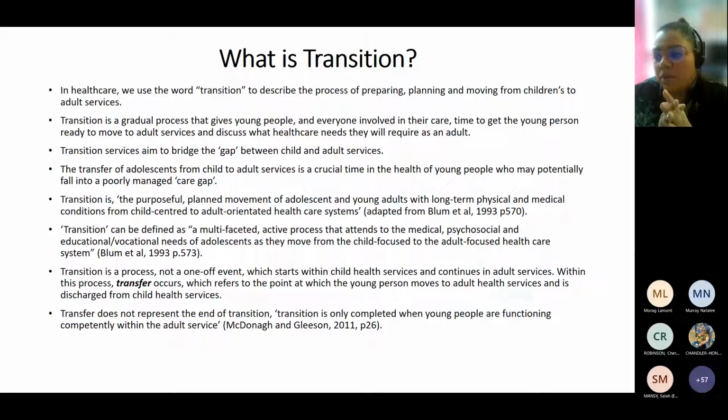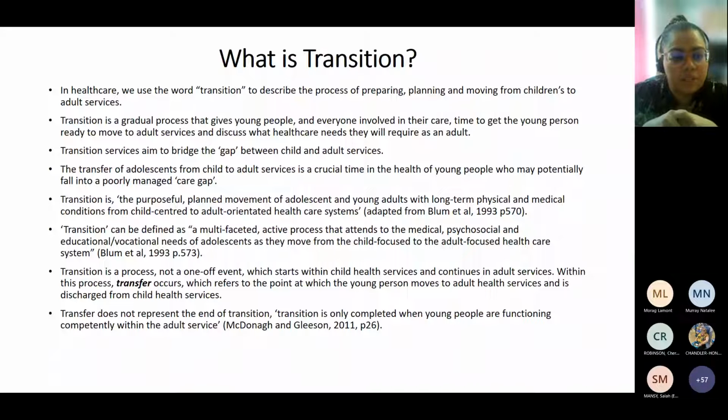So transition is the purposeful, planned movement of adolescents and young adults with long-term physical and mental conditions from child-centered to adult-orientated healthcare systems. So as well as growing up and having to take on the responsibility, they're very much going from somewhere where mum and dad talk and lead and make decisions about care, to a place where now they're having to think and make those decisions and do that for themselves, which in itself is, you know, quite challenging. So it's quite an important time.